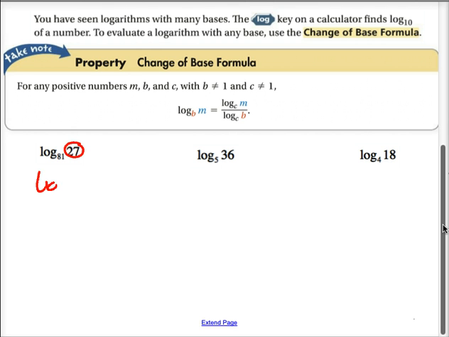log of 27 divided by log of 81. That is all the change of base formula does.